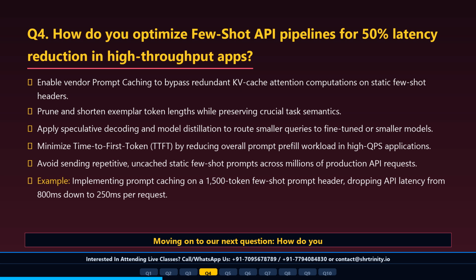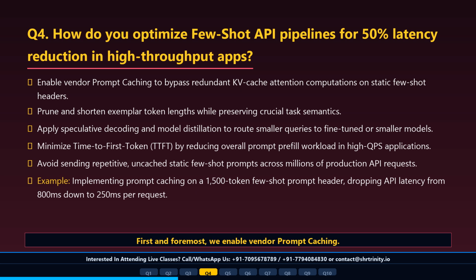Moving on to our next question, how do you optimize few-shot API pipelines for 50% latency reduction in high-throughput apps? When scaling few-shot API pipelines in high-throughput enterprise applications, latency and compute costs quickly become major bottlenecks. The main issue is that repeatedly processing static prompt headers and large exemplar blocks requires the LLM to perform identical matrix multiplications during the prefill phase over and over again. To achieve a massive latency reduction, often well exceeding 50%, we focus on 3 primary architectural levers.